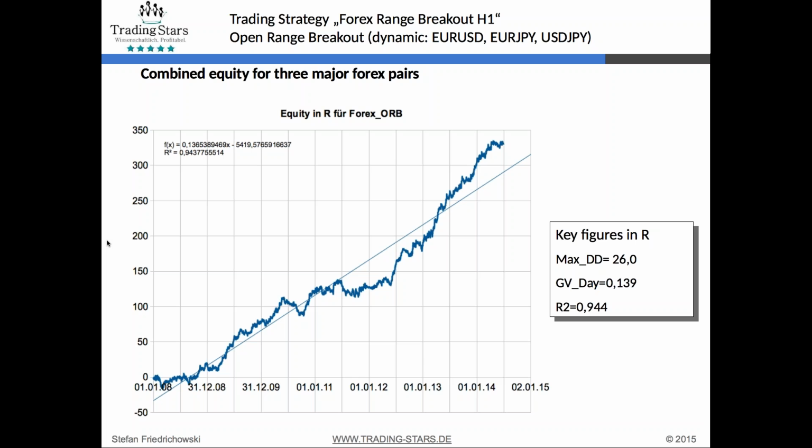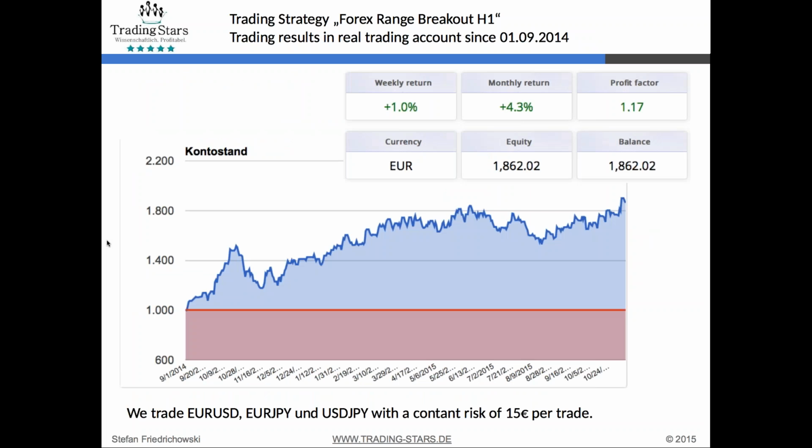But this strategy runs already quite a while in a live trading account. And in this live trading account, we have that history. Of course, once again, you can see ups and downs, but within the last 1.5 years, we gain nearly 80% on the original account balance of 1,000 euro. So right now we are about at 1,800.